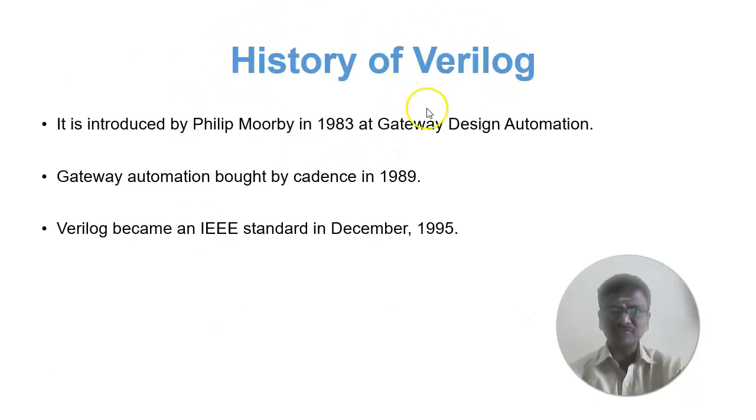So before going into that we are going to see the history of Verilog. Actually this Verilog was introduced by Philip Moorby in 1983 at Gateway Design Automation, the company in which he worked. Through this company he introduced Verilog, and Gateway Design Automation was bought by Cadence in 1989. Okay, and this Verilog also got an IEEE standard in December 1995.